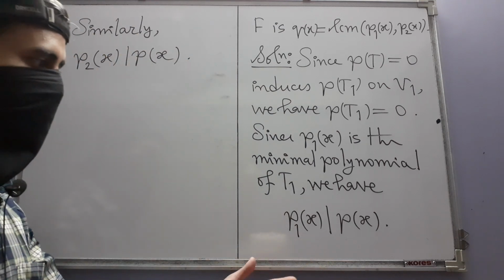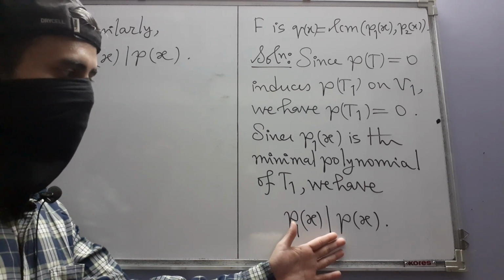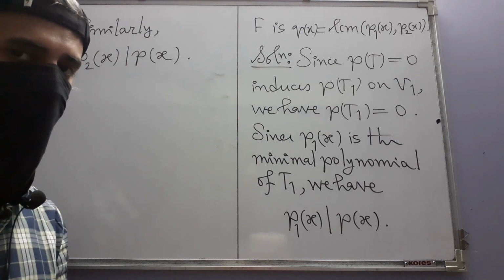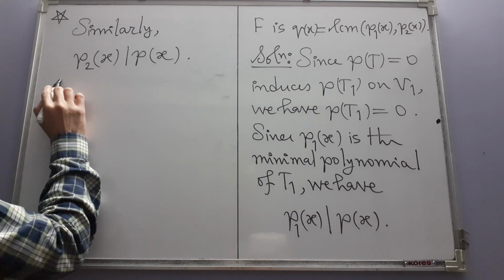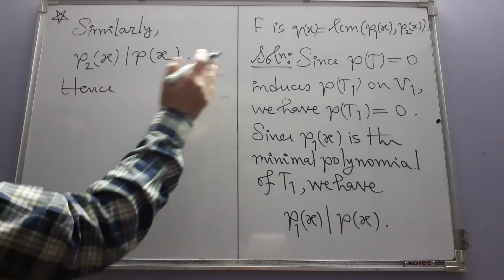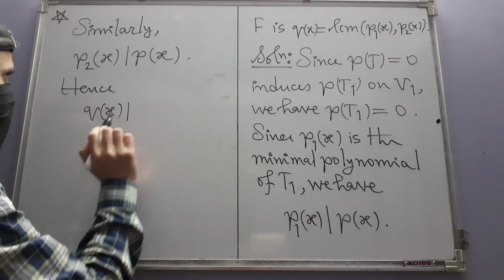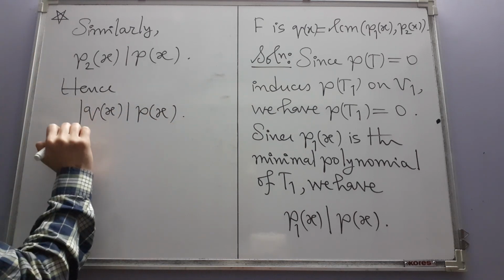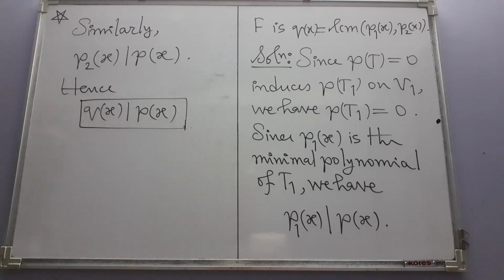But if P1 and P2 both divide P of x, then P becomes a common multiple. Okay, it's a multiple of both P1 and P2, and so by the definition of LCM, the LCM Q of x, which is the least common multiple, has to divide this common multiple P of x. So we get this divisibility relation. Okay.